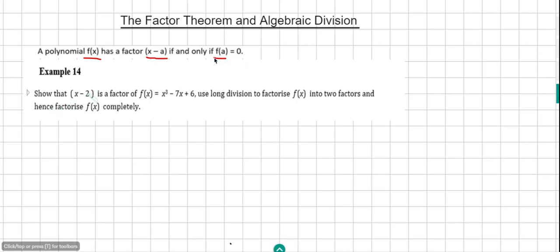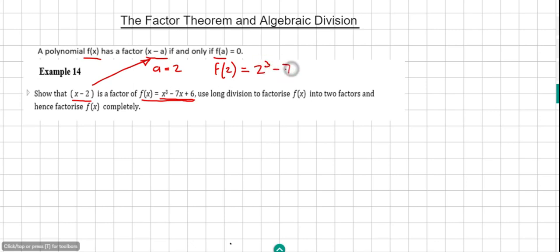So we're going to look at this example here to try and illustrate it. Show that x minus 2 is a factor of this polynomial x cubed minus 7x plus 6. If we compare it with the actual theorem, we can see our x minus 2 is the bracket, which is x minus a. So in our case, a is equal to 2. And so what we've got to do is find the value of our function when we make x equal to 2. So we've got to replace x everywhere in this polynomial by 2.